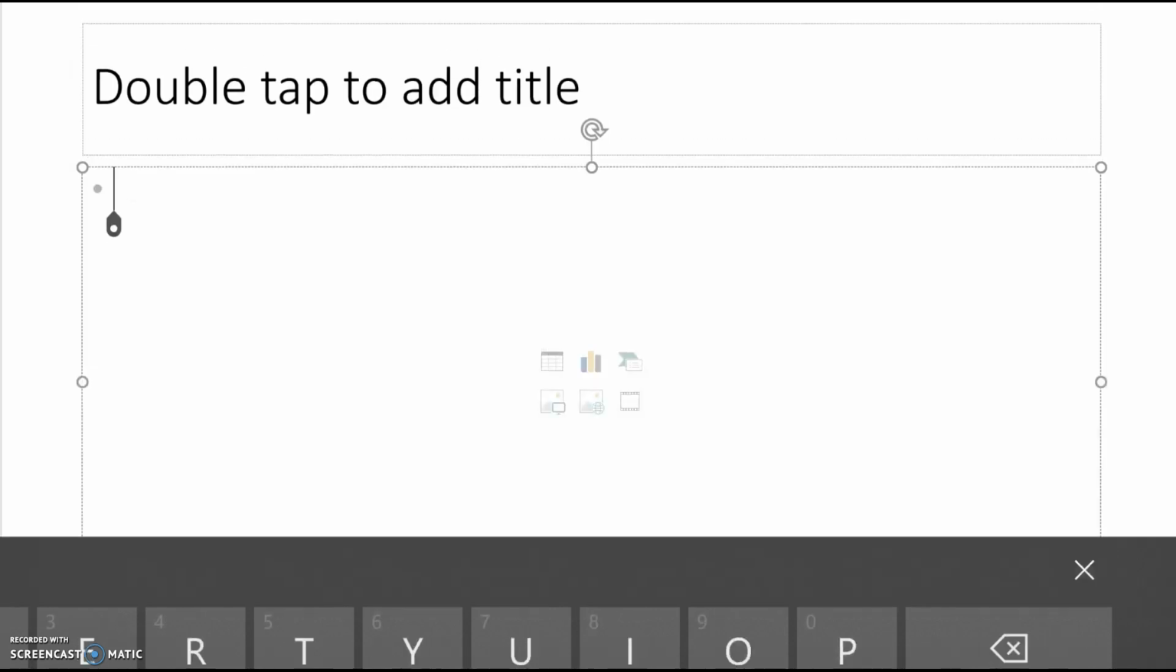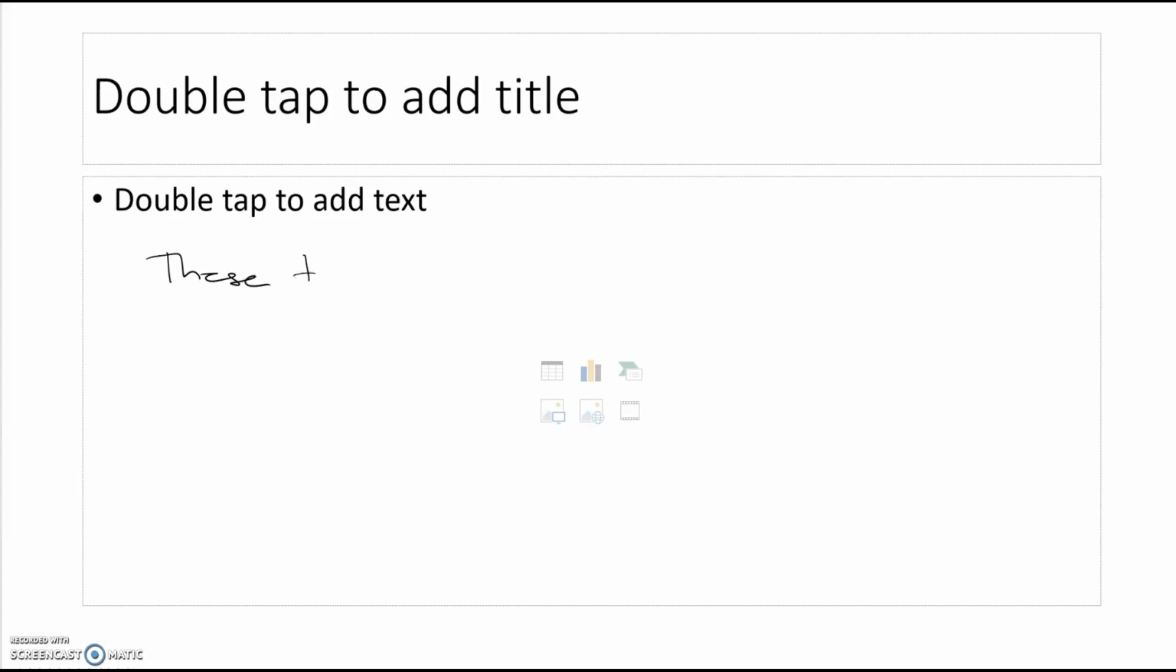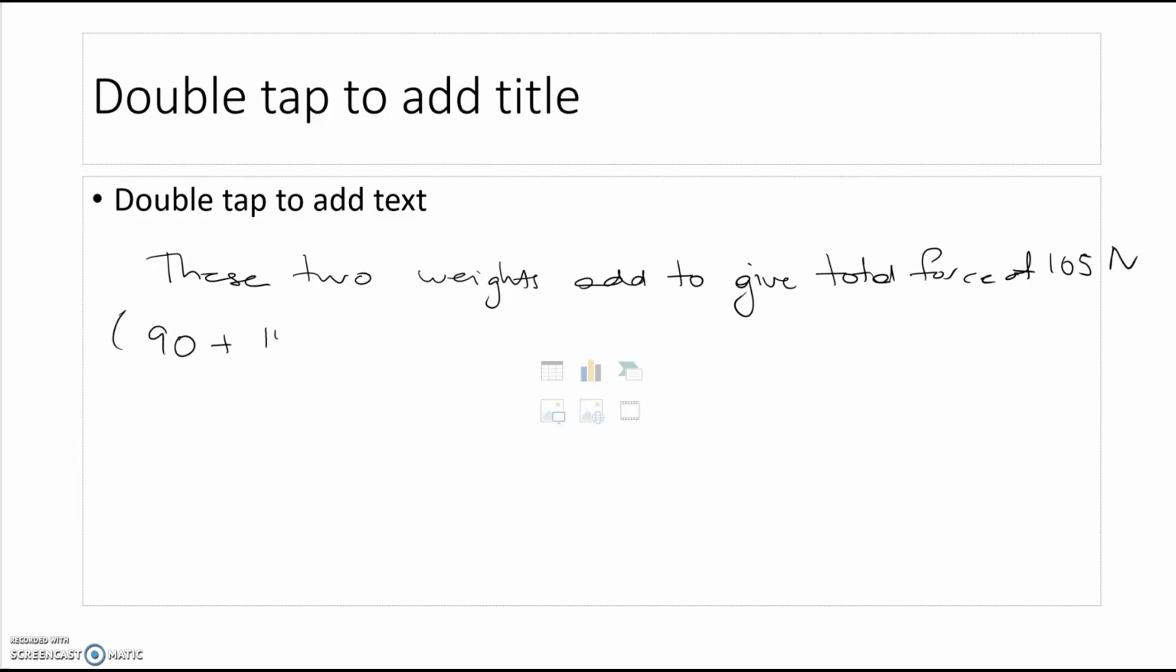And okay, that's fine. Now, what we need to do further though is that these two weights add to give a total force of 105, because that's 90 plus 15, and it's acting downwards on your P, on your pivot P.